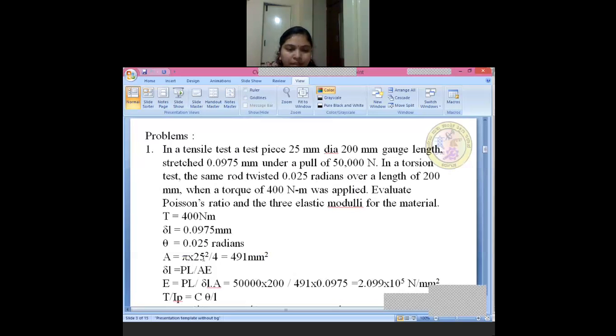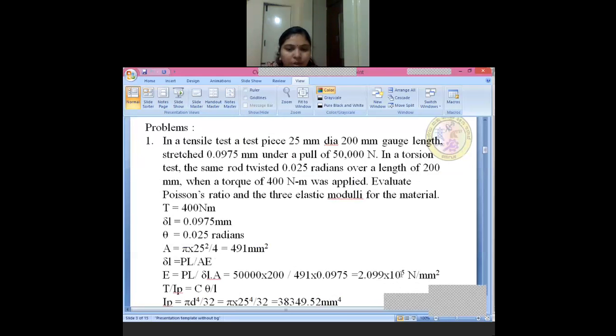I can find the area A as pi into 25 squared divided by 4. Then delta L is equal to PL over AE, so E is PL by delta L into A. P is given as 50,000, the length is 200 divided by delta L, which is 0.0975, and the area is pi by 4 into 25 squared. I will substitute to get the modulus of elasticity.